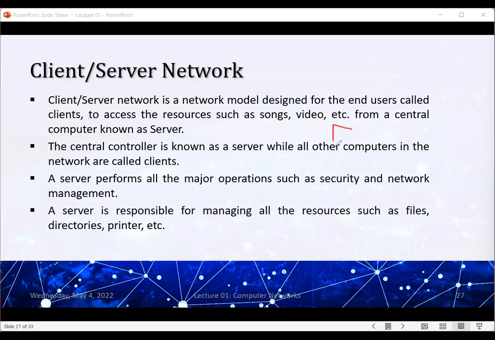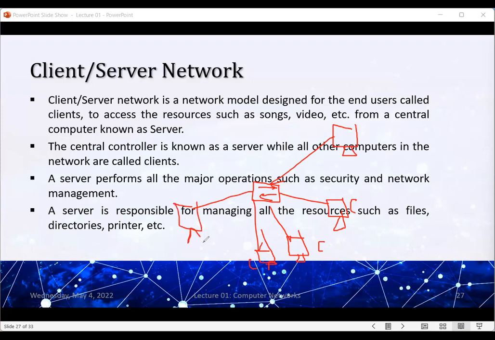Let's draw a diagram. So this is the server. Again, server is a computer, right? It is connected to the switch. And all the end devices, all the clients, these are clients, all the clients get the services from this server.